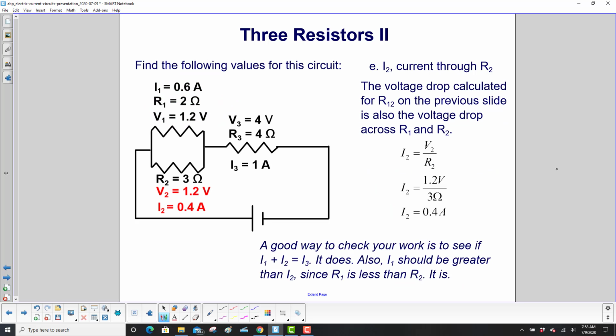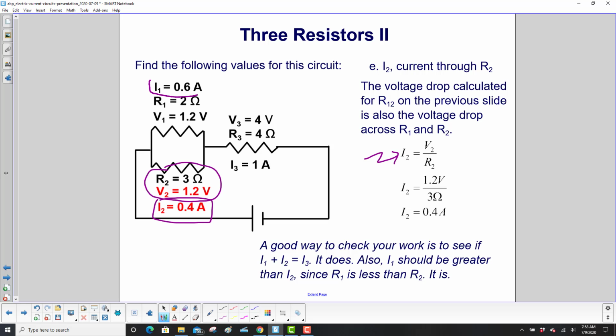Calculate the current through R2. Again, the voltage drop calculated for R12 is also the voltage drop across R2. So it's 1.2 volts. We calculate our current by voltage over resistance, and we find that the current is 0.4 amps. Can you see an easier way to do that?